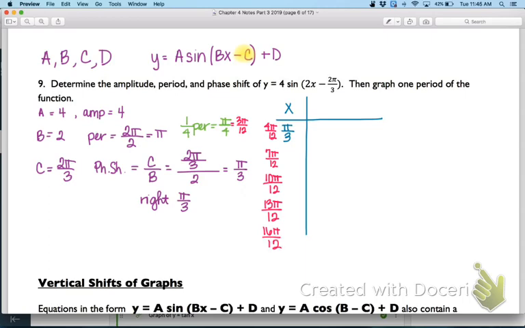I know that that's where I'm going to stop because I have 5 points. That's what we always want, is our 5. Anytime we talk about the 5 key points, that is what we want. Now, some of these we're going to be able to simplify. 7 pi 12ths, not so much.